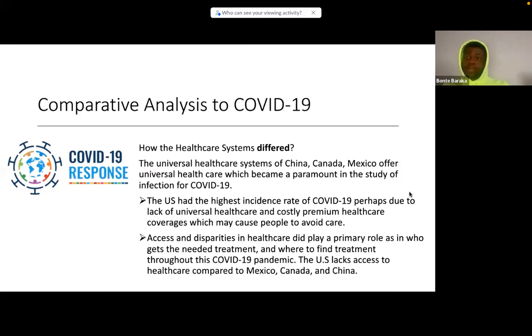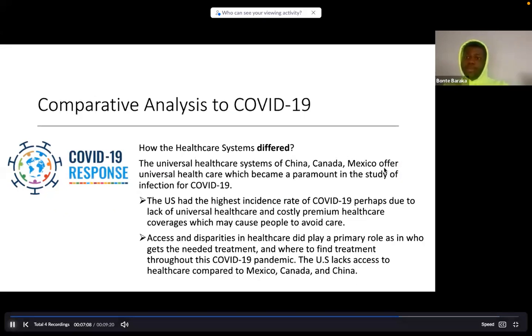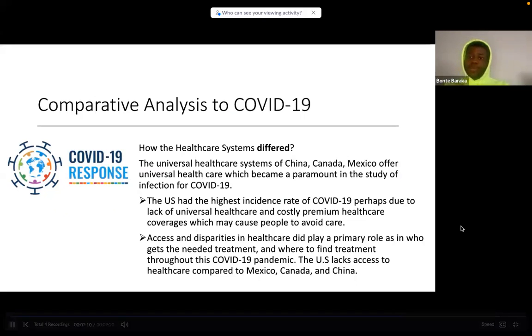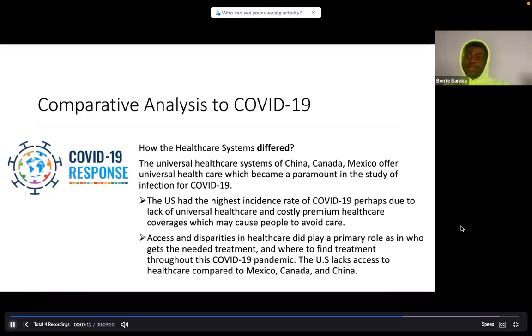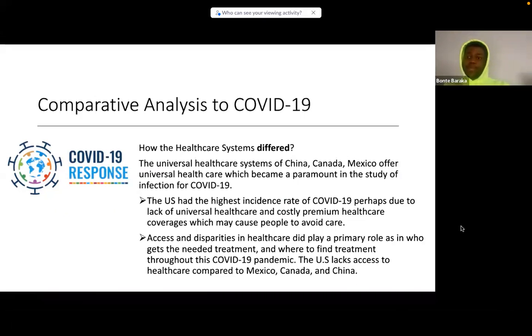Access and disparities in healthcare play a primary role in who gets the needed treatment and where to find treatment throughout this COVID-19 pandemic. The US lacks access to healthcare compared to Mexico, China, and Canada.